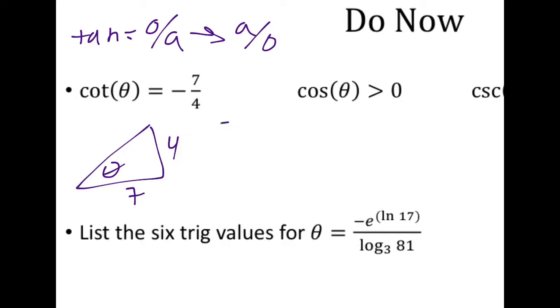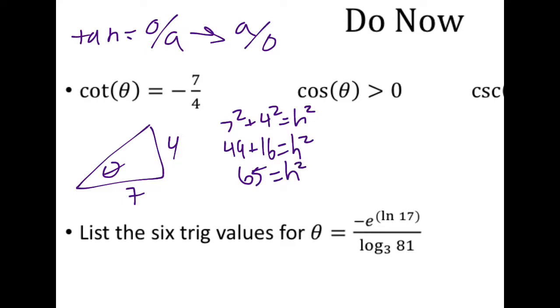That's okay. 7 squared plus 4 squared equals that hypotenuse squared. 7 squared is 49, plus 4 squared is 16. So my hypotenuse squared is that. Let's figure it out. 9 plus 6 is 15. So I'm going to get 65 here for the hypotenuse squared. And so square root of 65 is going to be the value of the hypotenuse.